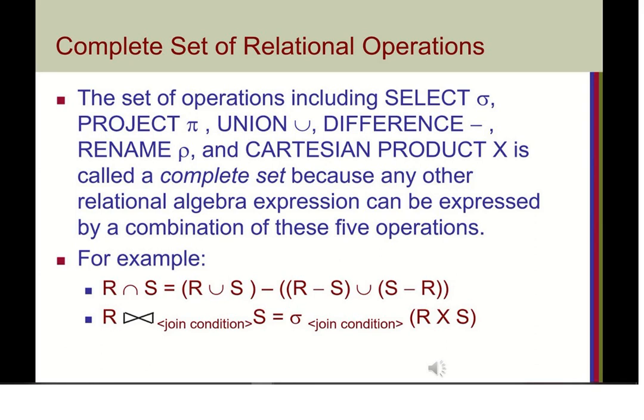The set of operations including select (sigma), project, union, difference, rename, and Cartesian product (X) is called a complete set, because any other relational algebra expression can be expressed by a combination of these five operations. For example, R intersect S equals (R union S) minus ((R minus S) union (S minus R)). R theta join with condition S equals sigma of the join condition.